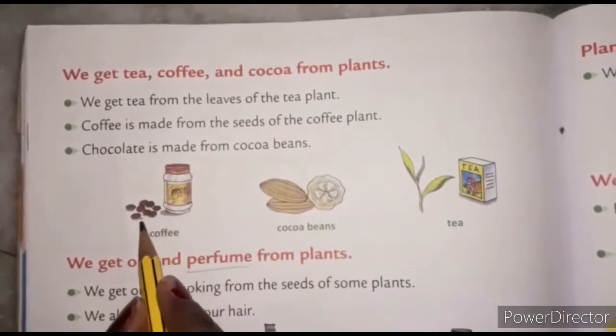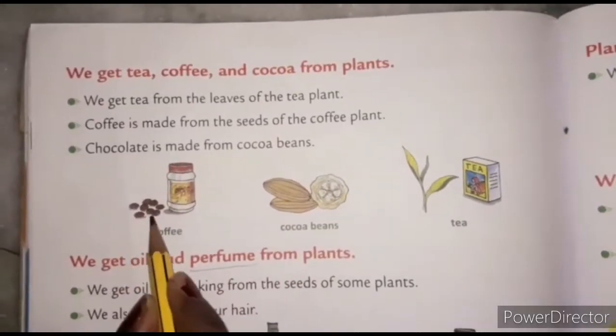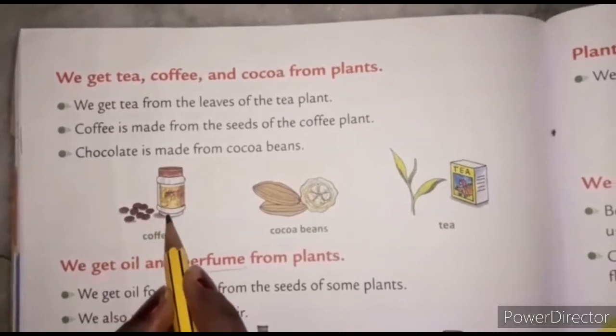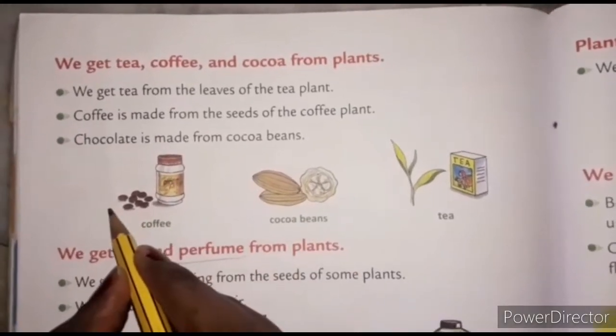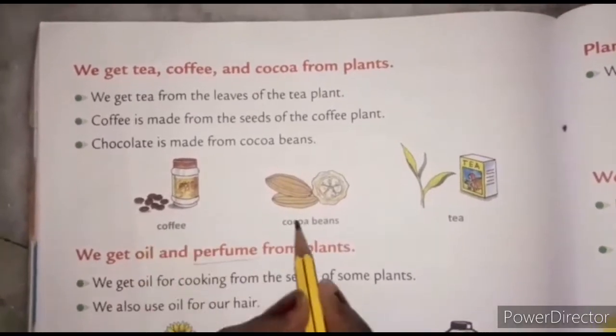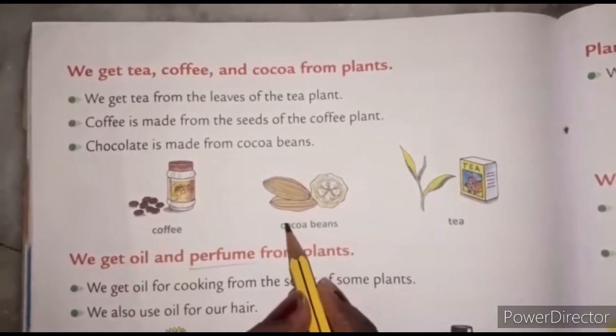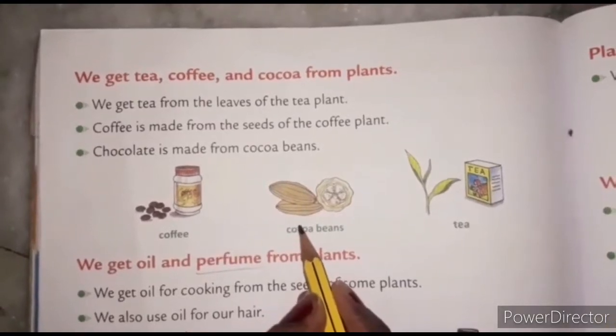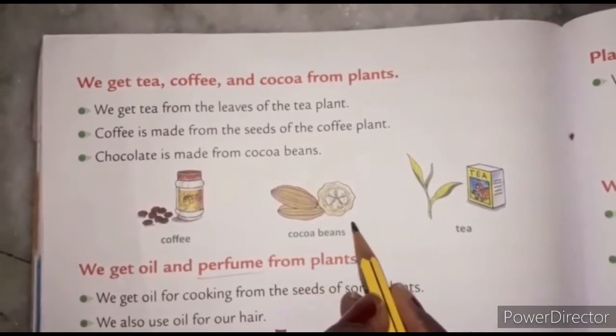See children, these are coffee seeds. This is coffee. Coffee seeds are cultivated mostly in African countries. Next, we get cocoa from West African countries.